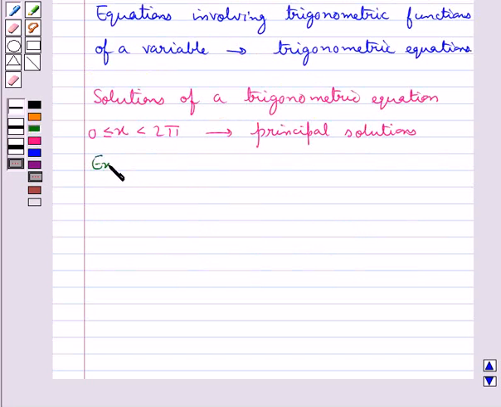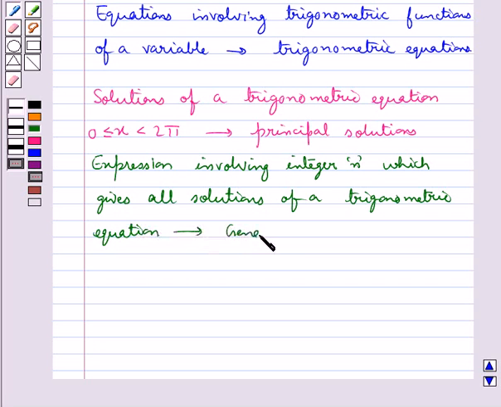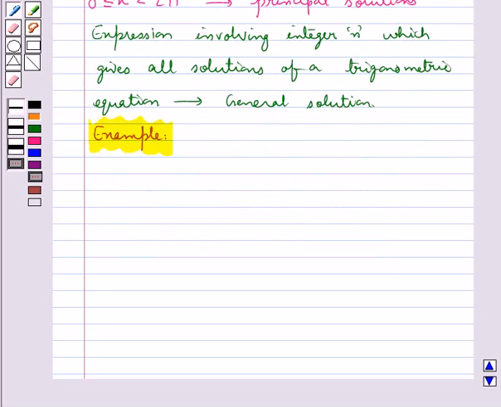The expression involving integer n, which gives all solutions of a trigonometric equation, is called the general solution. Let's try and find out the principal solution of the equation given by sine x equal to 1/2.